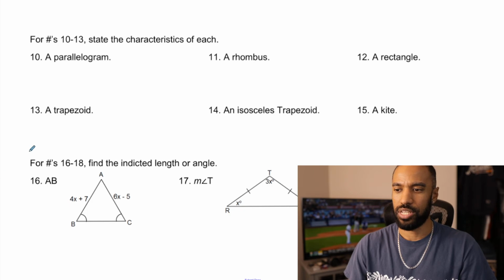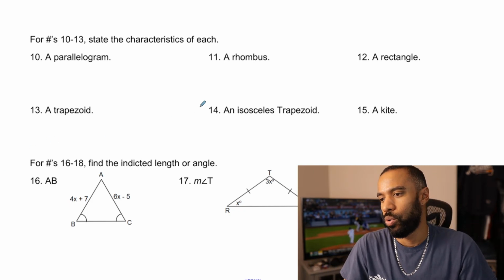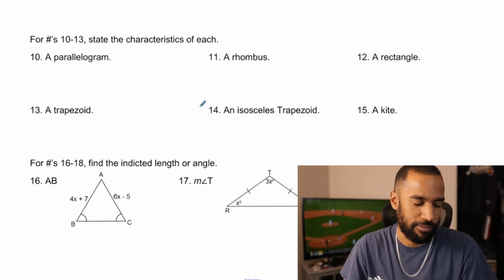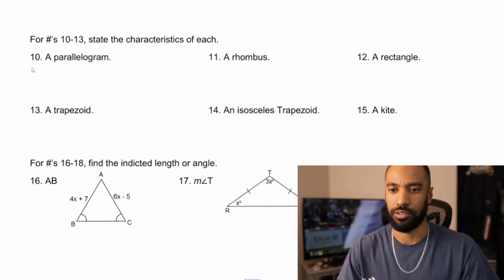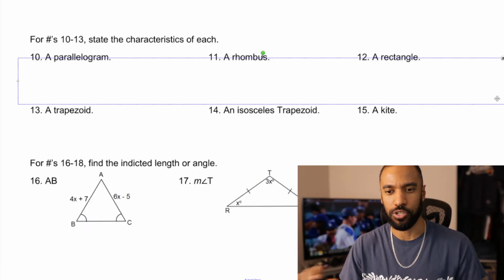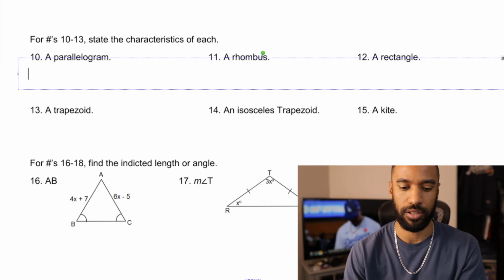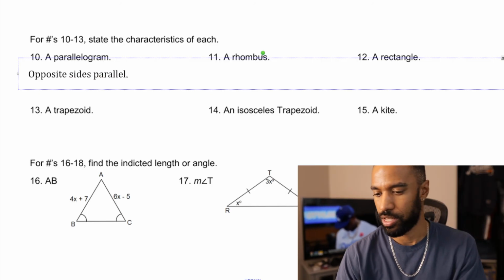All right, numbers 10 through 13. State the characteristics of each. Oh, I think they just mean define them. I was going to say all the properties. Yeah, I'll do that because I think we did that for the square, right? State the characteristics of a square. We just said all sides congruent, all angles congruent. So parallelogram, opposite sides parallel. I'm just going to say that. Hopefully that's enough.